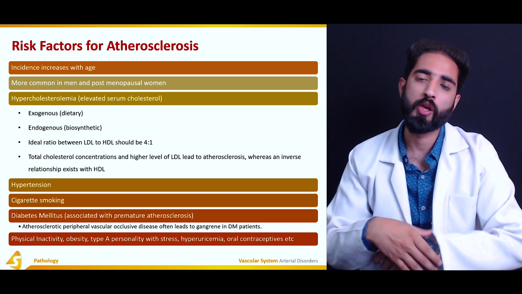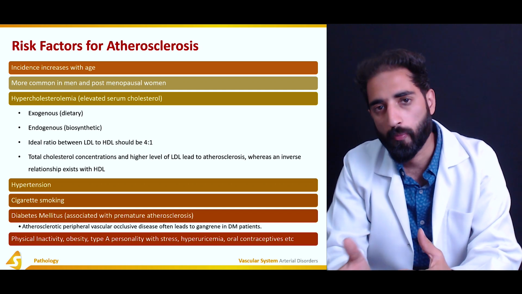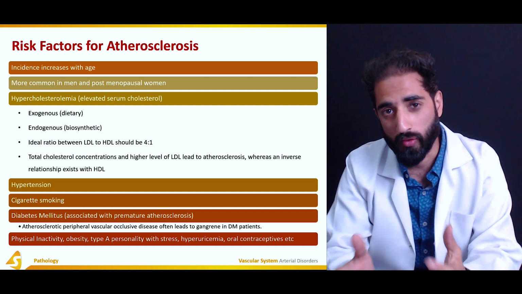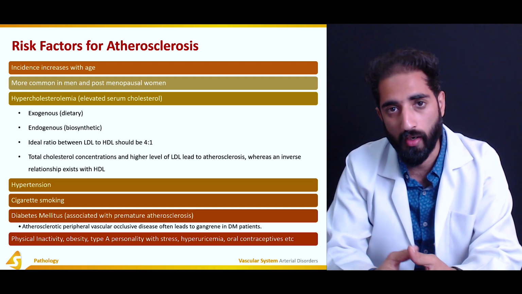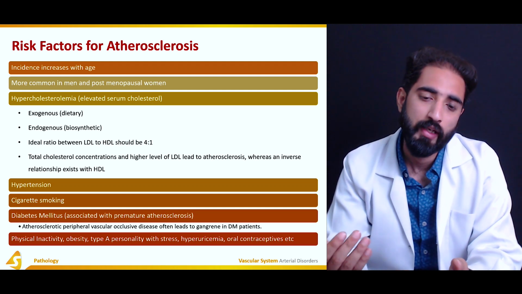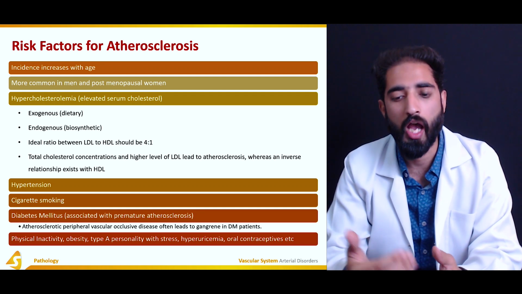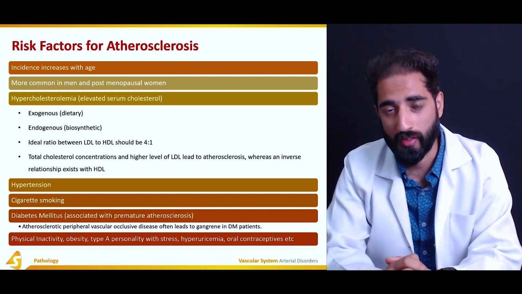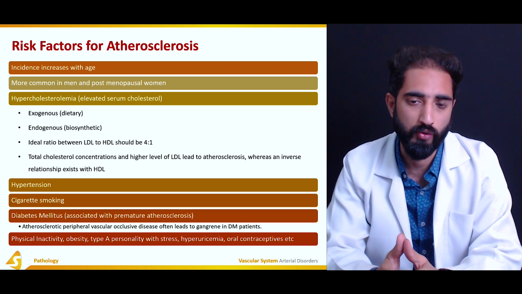Now, hypertension is also an important risk factor for atherosclerosis, and similarly, cigarette smoking and diabetes mellitus, which is associated with premature atherosclerosis. And atherosclerotic peripheral vascular occlusive disease often leads to gangrene in diabetes mellitus patients, which often leads to amputation of that body part or limb as well. Other than that, physical activity, obesity, type A personality with stress, hyperuricemia and oral contraceptives are modifiable risk factors, and they also contribute to the development of atheroma and atherosclerosis.